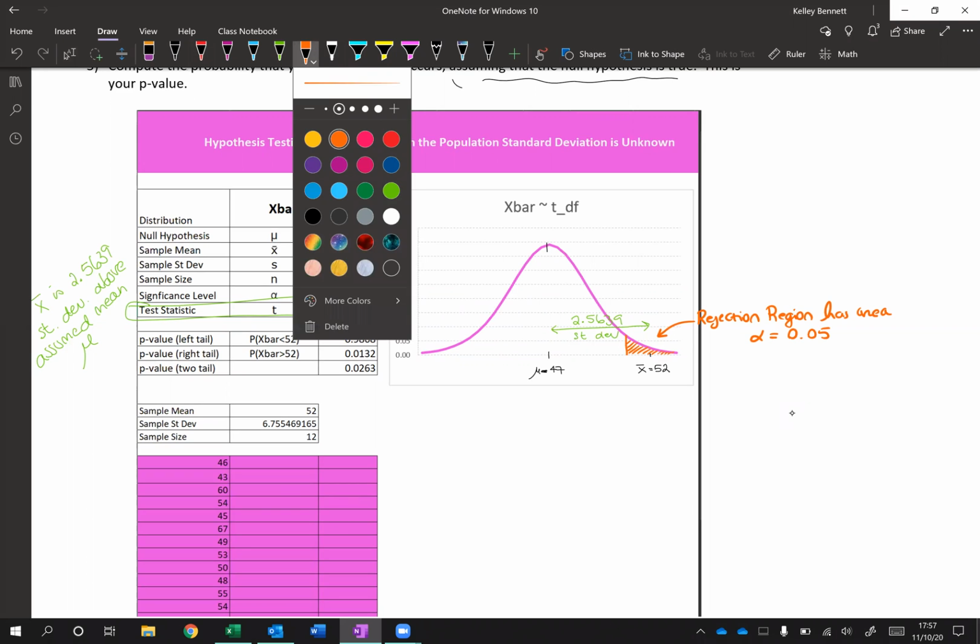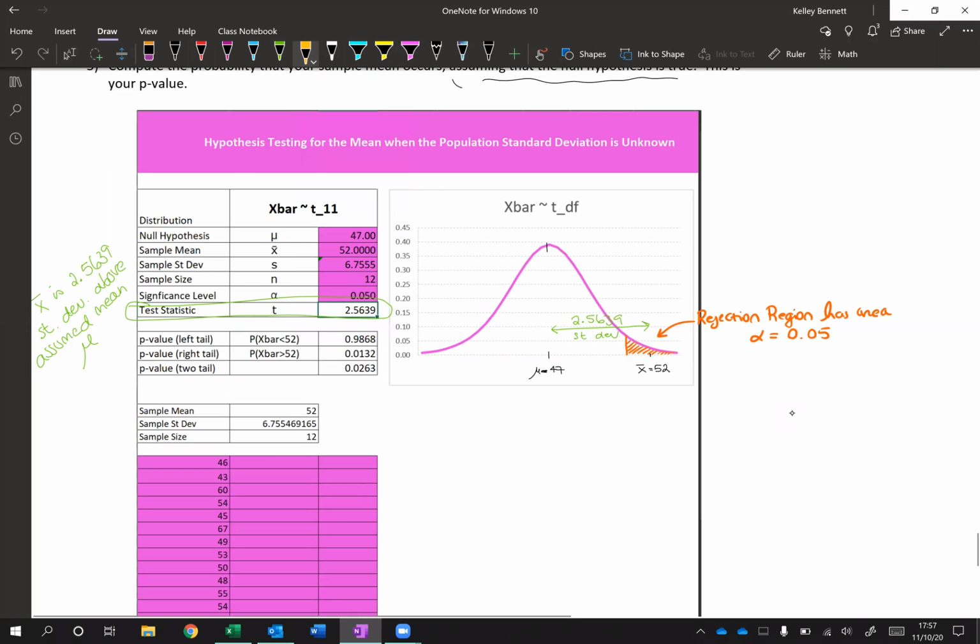But looking at my p-value for a right-tailed test, this area here is 0.0132. So this is a smaller area, which means that X bar lands inside the rejection region. And remember, when you live in the rejection region, you must reject.